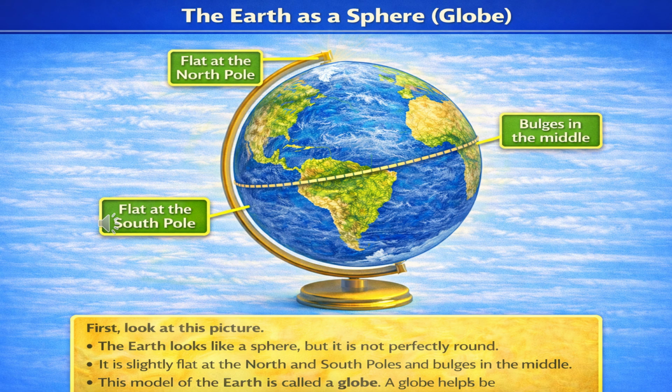The Earth looks like a sphere, but it is not perfectly round. It is slightly flat at the north and south poles and bulges in the middle. This model of the Earth is called a globe. A globe helps us see the Earth in a simple and clear way.